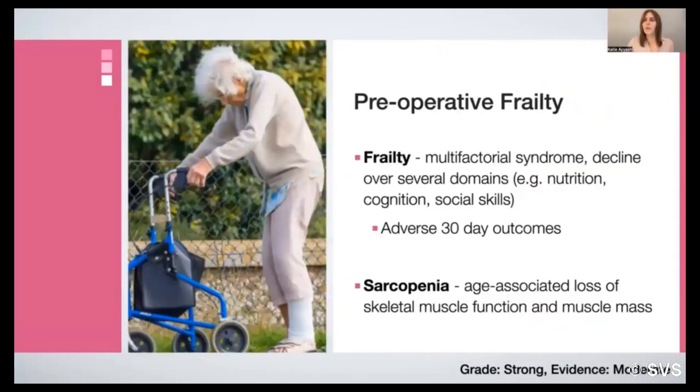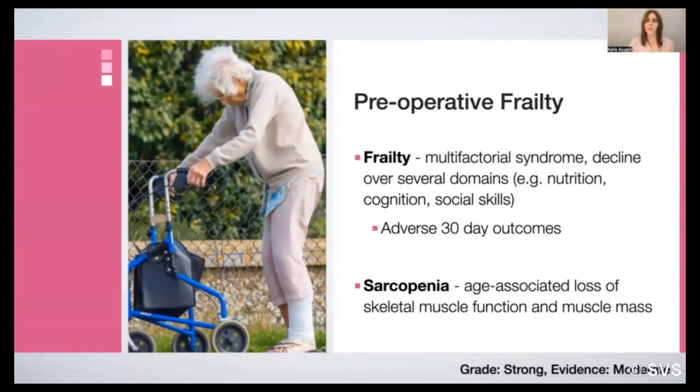Frailty, as we know, is a multifactorial syndrome and is associated with a loss of physiological reserve across multiple organ systems in the absence of any underlying pathology. We know that frailty increases your risk of developing complications post-operatively. It also increases your length of hospital stay, and for some patients, they lose their independence and they can't go back to their own homes. While sarcopenia is an age-related loss of skeletal function and muscle mass, it is the single most important cause of frailty in older patients.